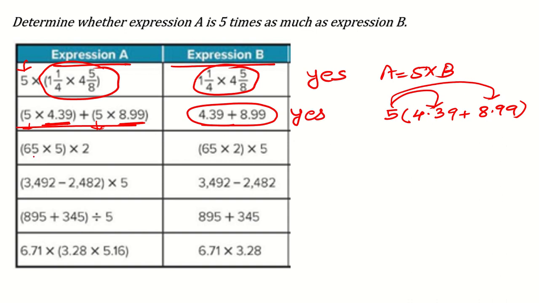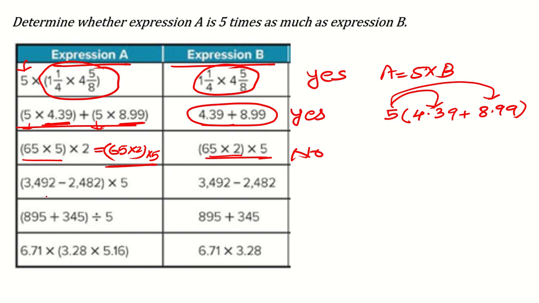Okay. Now 65 multiplied by 2 multiplied by 5, and 65 multiplied by 5 multiplied by 2. So it is just a rearrangement of the numbers in multiplication. We can do that. So it is similar to 65 multiplied by 2 and then multiplied by 5. So both are the same number actually. Okay. So this is not 5 times because here A and B are the same.